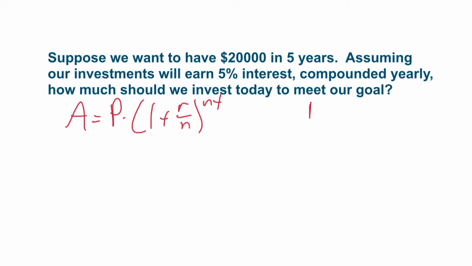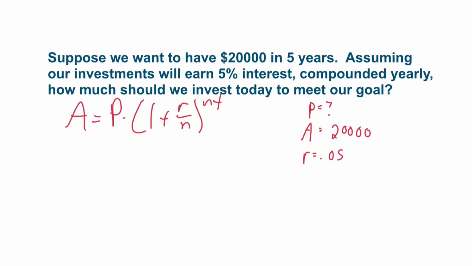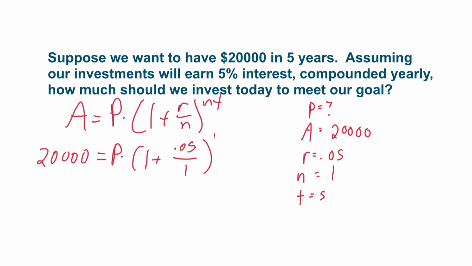So here, the principal is unknown. I want to determine this. The amount that I want at the end is $20,000. The rate is fixed at 0.05. The number of times I compound is once, since I compound yearly, and t will be 5. So I have to solve the equation 20,000 equals P times (1 + 0.05/1)^(1·5).